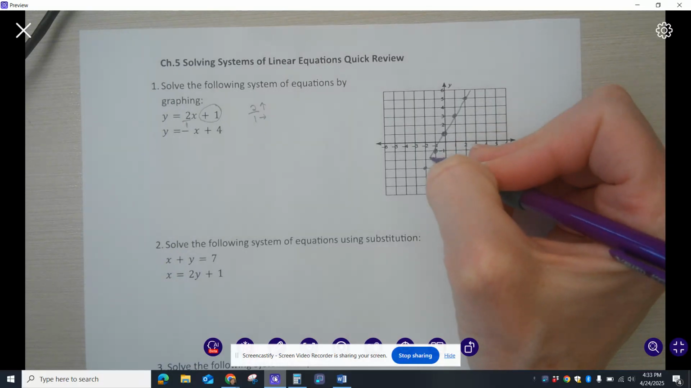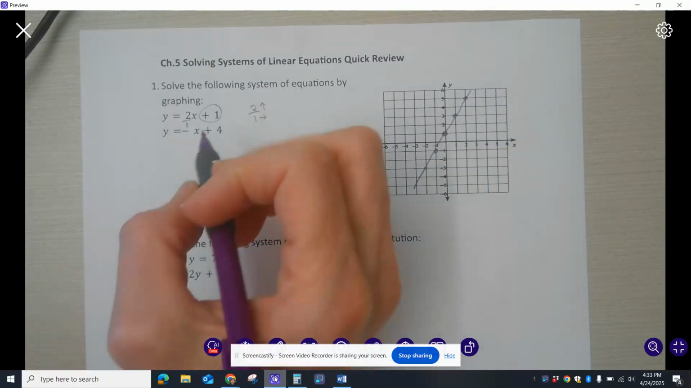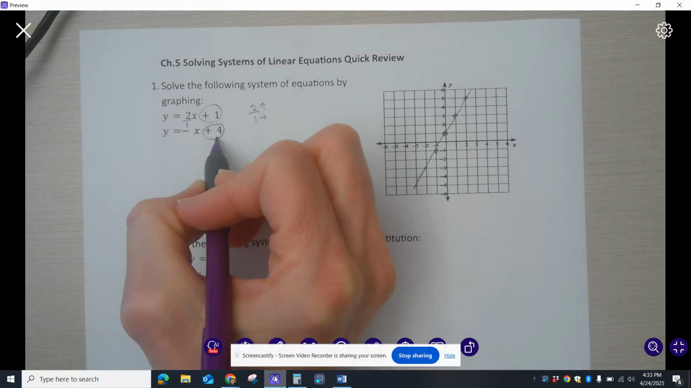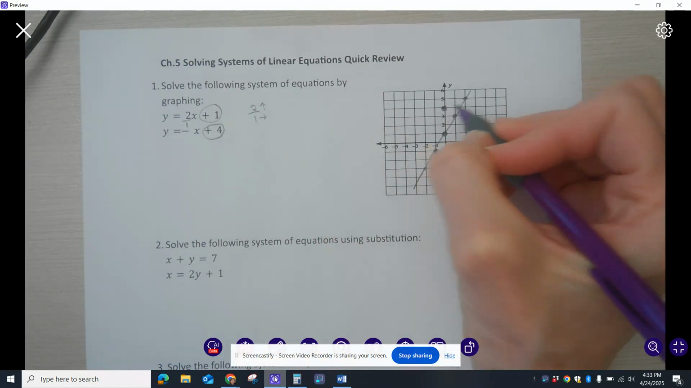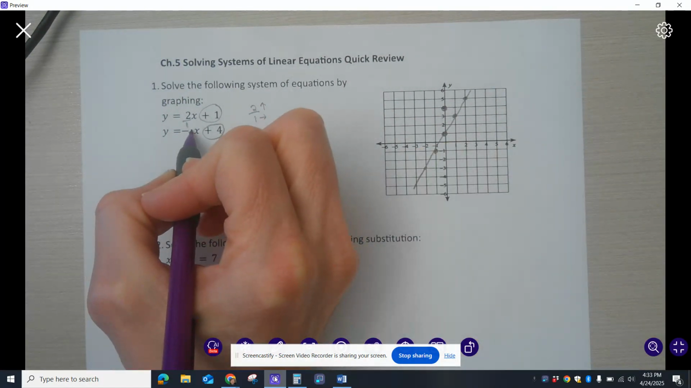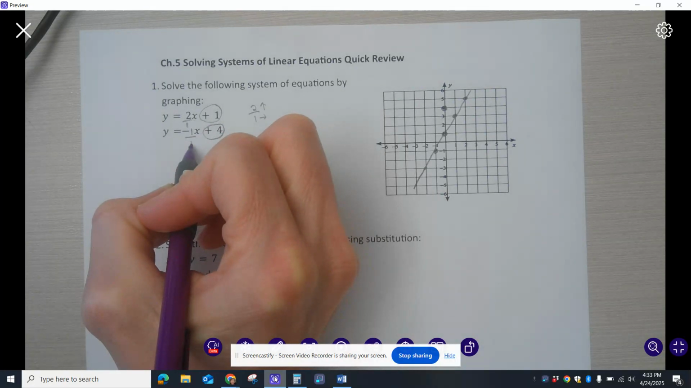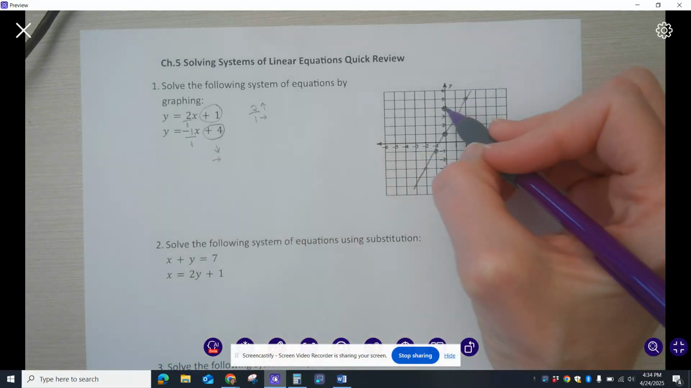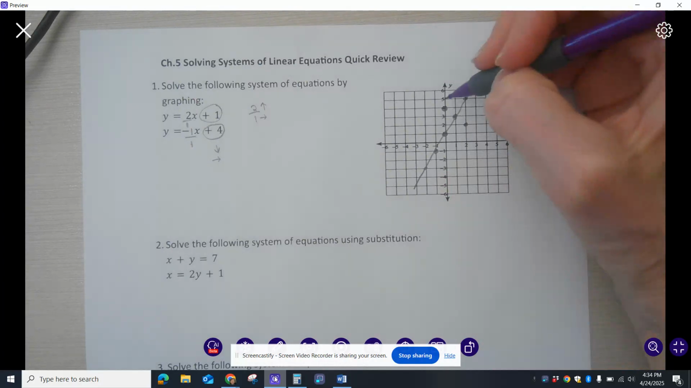I'm going to go fast in this video because it is review. If you need more review, you should rewatch the video and go a little slower. This one has a y-intercept at 4, so your first point goes on the y-axis at 4. This one has that invisible slope of negative 1 over 1, so we're going to go down 1 over 1. So from that point, down 1 over 1. Oh, look at that. I already see my solution.